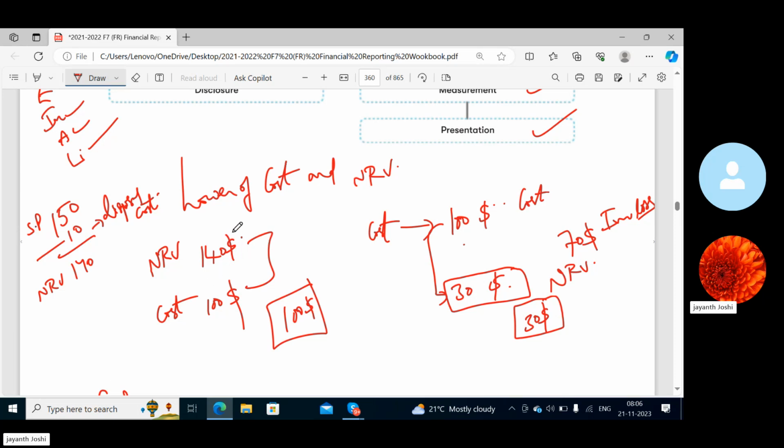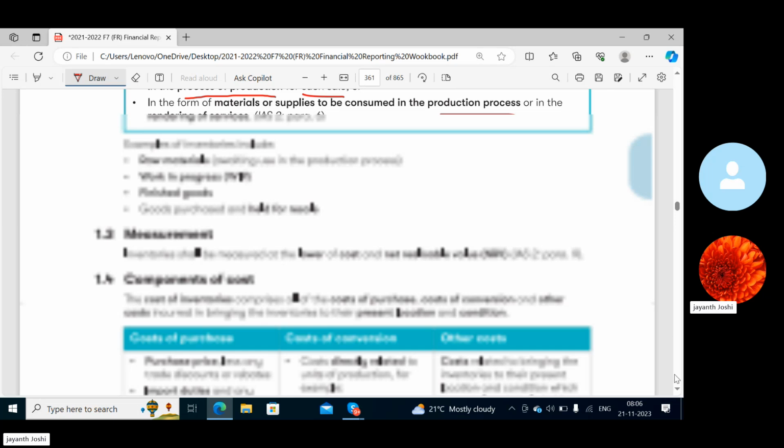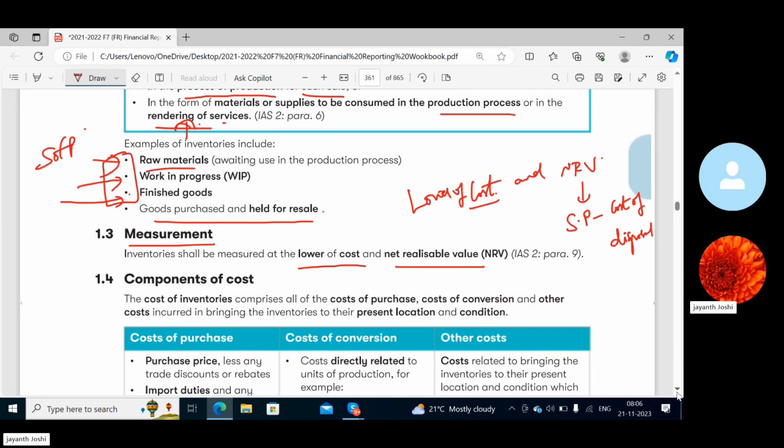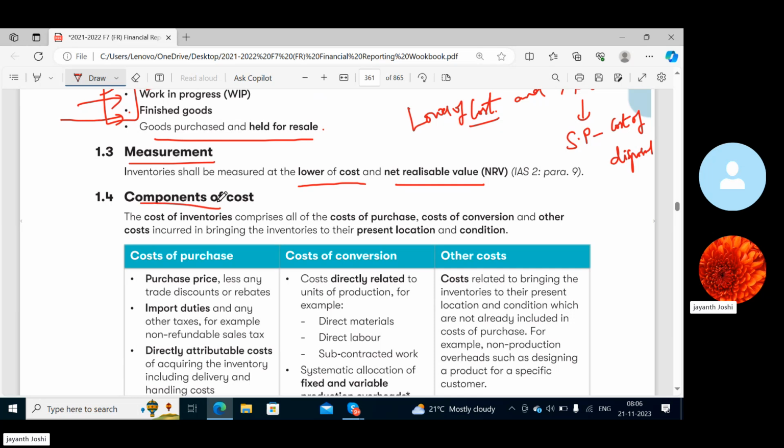And here, when you will be selling the inventory next day, $40 of profit you will be recognizing. So the cost or NRV rule is also done. This one I have explained, given a practical example. Components of cost. Now, what are the costs related to inventory?